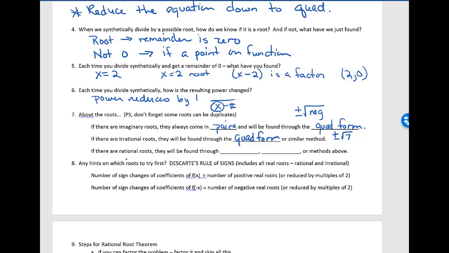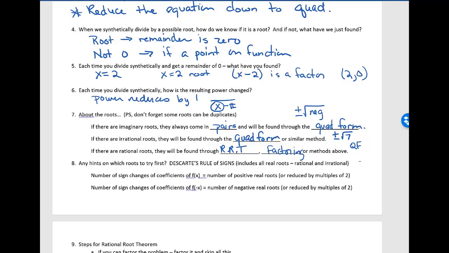And if there are rational roots, they will be found through the rational root theorem, which we're working on today. Or you can do factoring, which we would love to do every time. Or you can use the quadratic formula that's already mentioned. You technically might be able to apply completing the square if it's low enough. But we hope factoring will work. If not, we try the rational root theorem so that we can get to the quadratic.